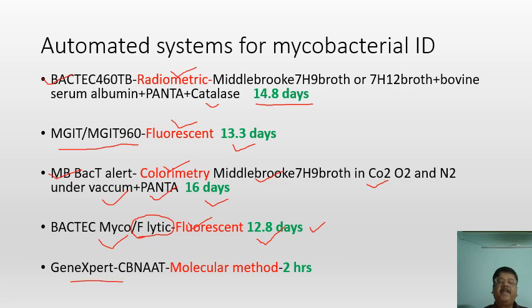Then GeneXpert CBNAAT. CBNAAT, all of you know, is a molecular method. The turnaround time is within 2 hours. But totally it is a molecular method. We are detecting the rpoB gene.